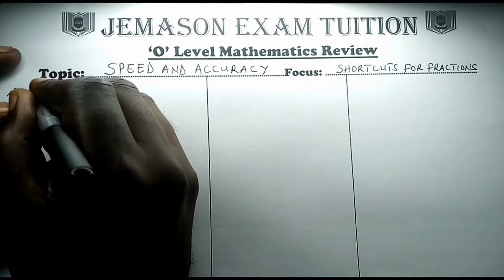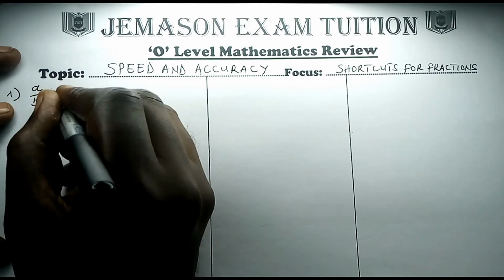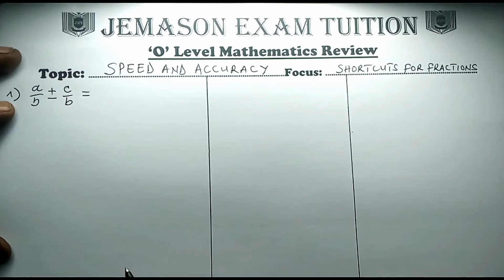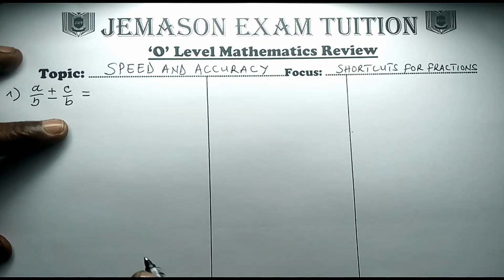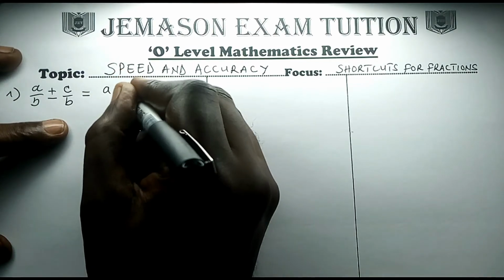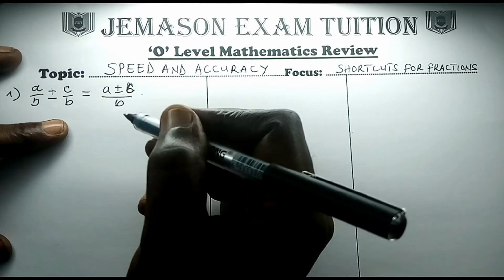In the first case, we have a all over b plus or minus c all over b. The characteristic here is that the denominators are the same. Once that happens, you only concentrate on the numerators, adding or subtracting, and then putting all over the common denominator. So here I simply get a plus or minus c all over b.